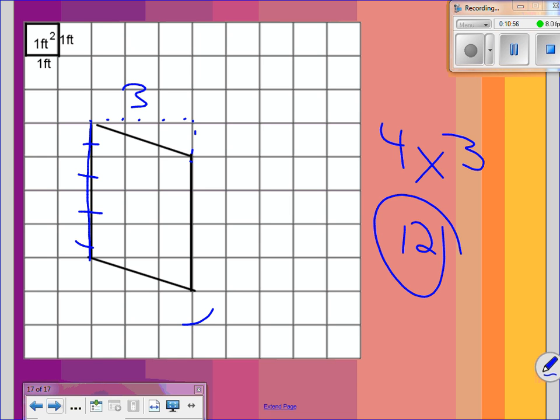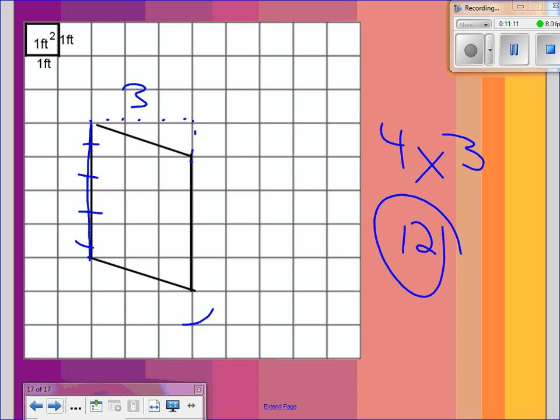Well, that's how it's done, kids. The one thing I forgot to do on all these problems, which you know how to do, and you can't forget, is make sure you're labeling. Make sure you're labeling all these. So this one right here would be feet squared, okay?